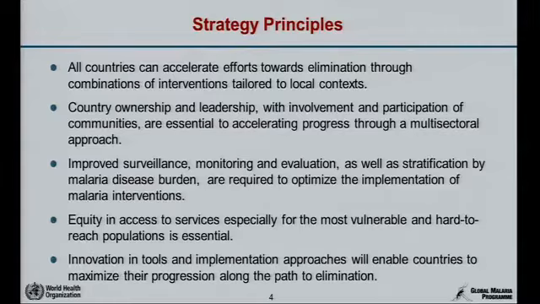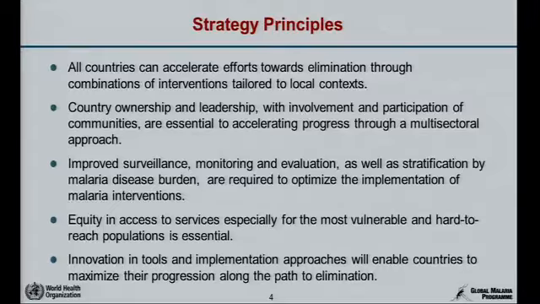So, first principle, acceleration. Second principle, country ownership and leadership. I know this is often paid lip service, but we would like to emphasize how truly important this is. The third one, and again a recurrent subject throughout the document, is how improved surveillance, monitoring and evaluation, allowing for stratification and adapting the response, will be critical as we move forward.